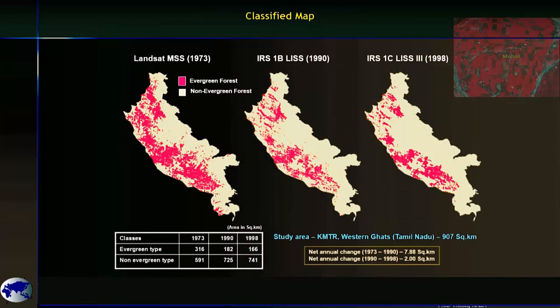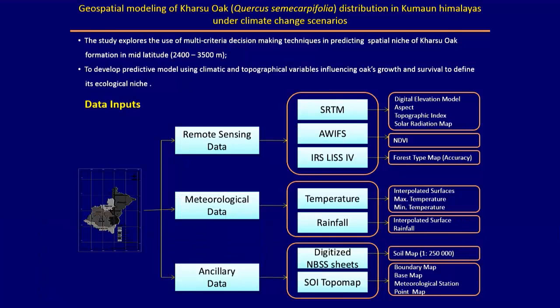Now from there you can do the classification, and on the basis of classification you can see whether it has increased or decreased, and if it has decreased, where is the area that decreased, and what is the reason for that decrease. Also you can associate how much area is lost with respect to different time periods of 10 years, 20 years or 30 years.